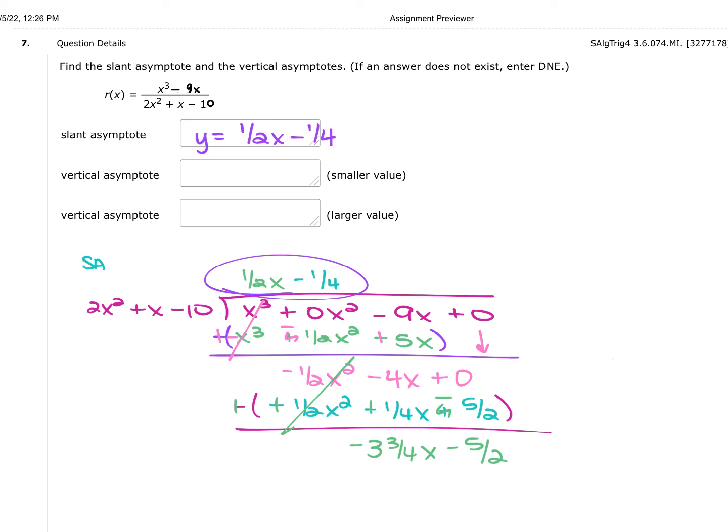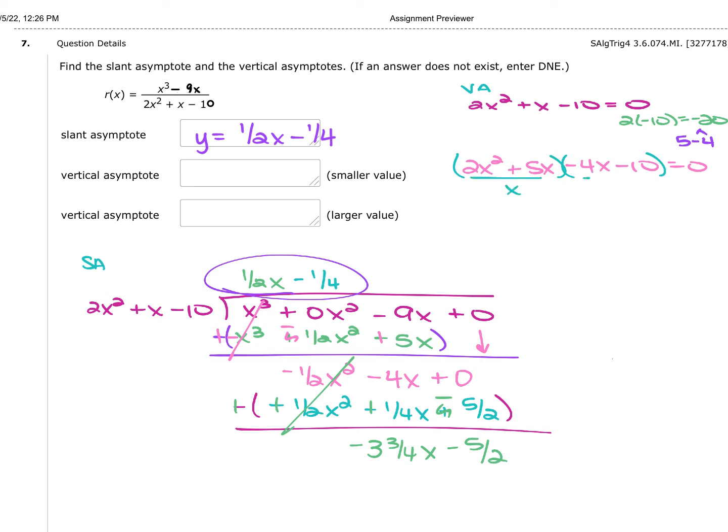To find your vertical asymptotes, you are going to take the denominator, which is the 2x squared plus x minus 10, set it equal to 0. You don't have a greatest common factor that you can factor out, so multiply your a and your c. 2 times -10 is -20. You want the factors of -20 that add up to be +1. That's going to be 5 and -4. So this gets rewritten as 2x squared plus 5x minus 4x minus 10 is equal to 0. You're going to factor by grouping from here.